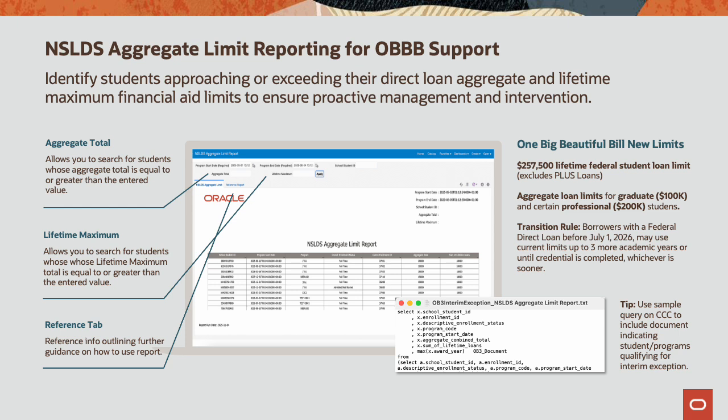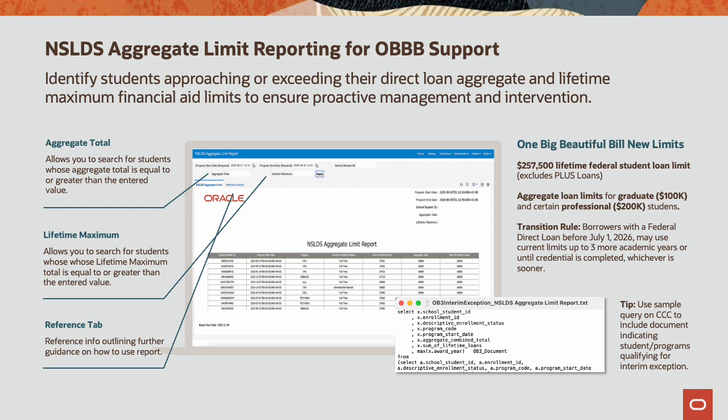As additional NSLDS fields become available from the Department of Education, we will update this report to further improve accuracy and detail. And additionally, once the final coded solution is available, students who qualify for the interim exception will be flagged in our system, and we will integrate this data onto the report as well.